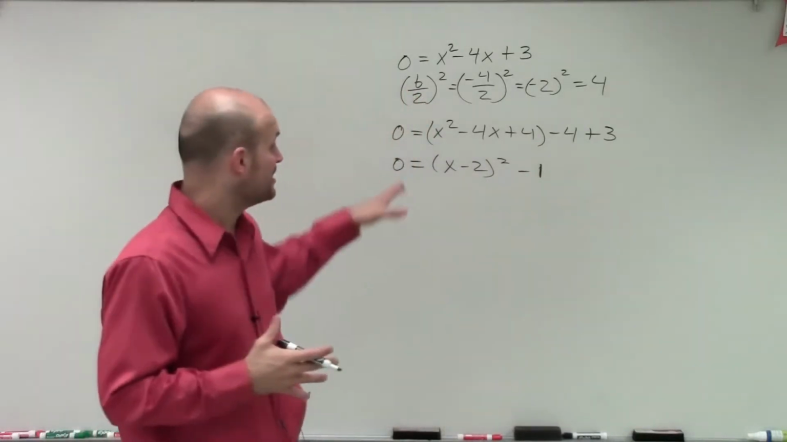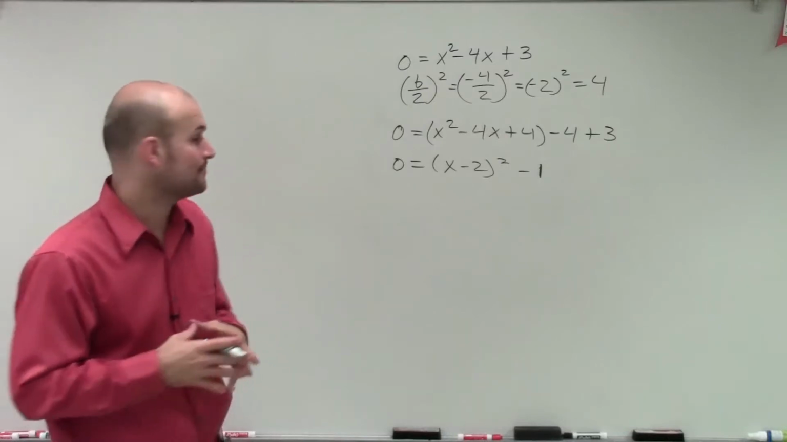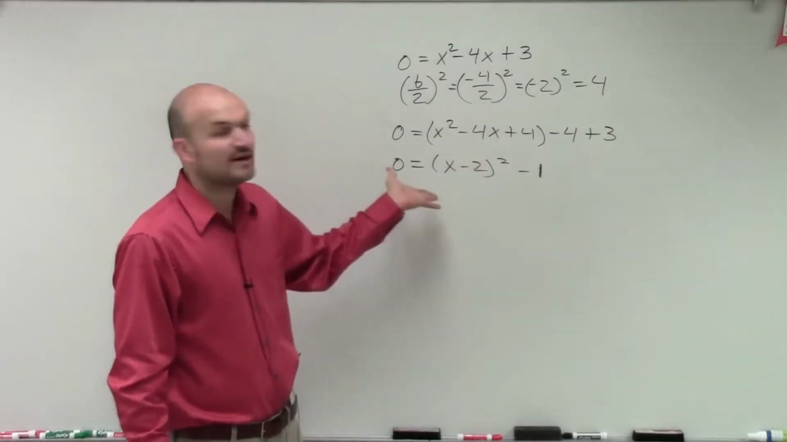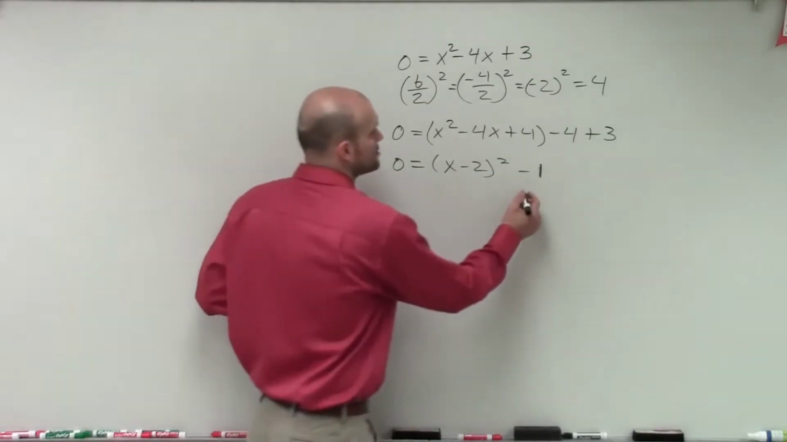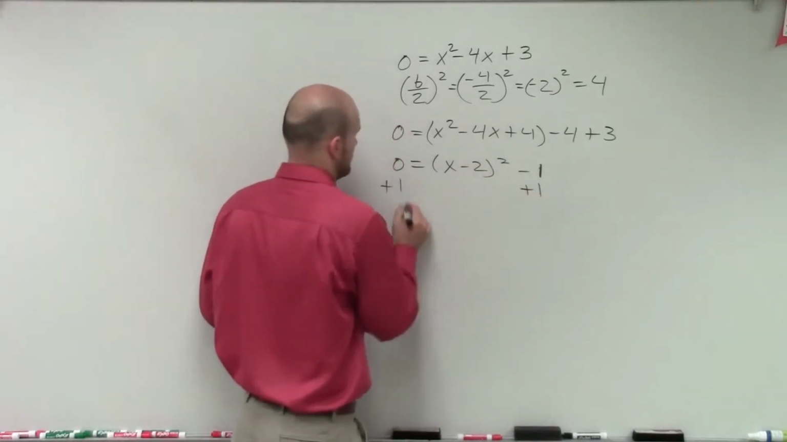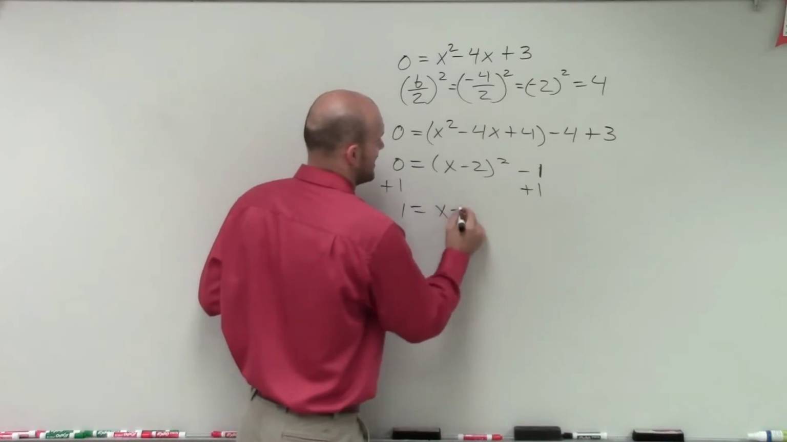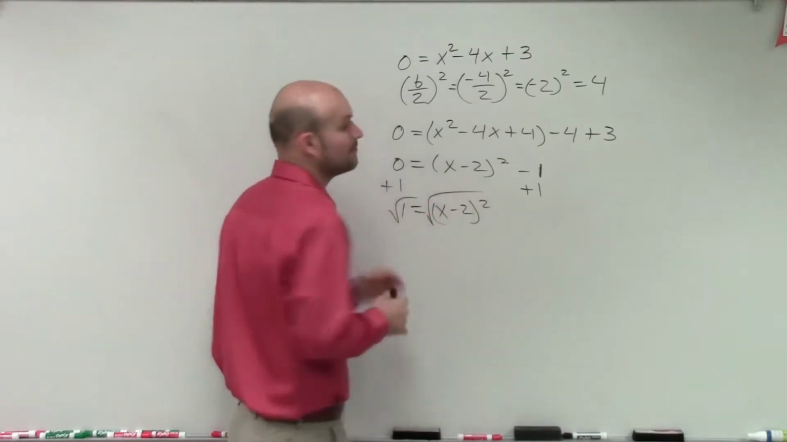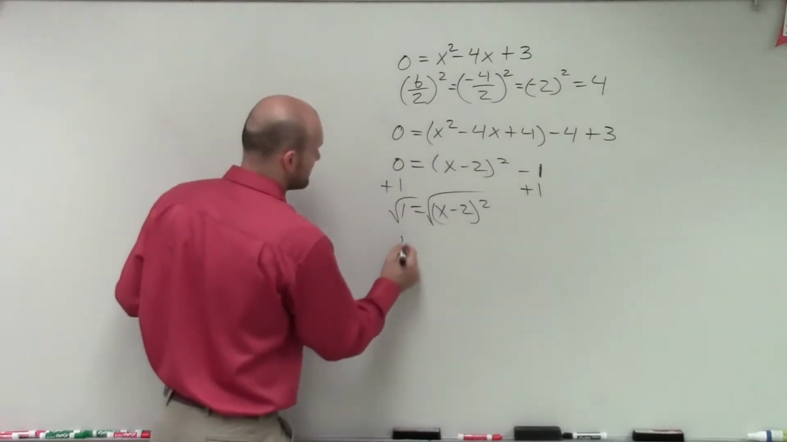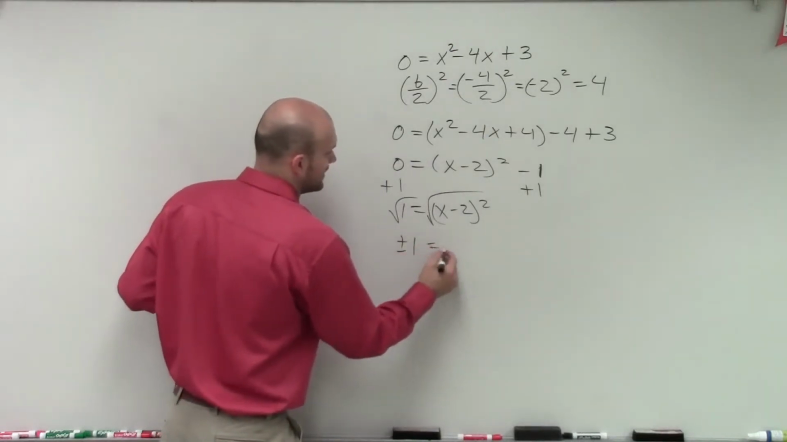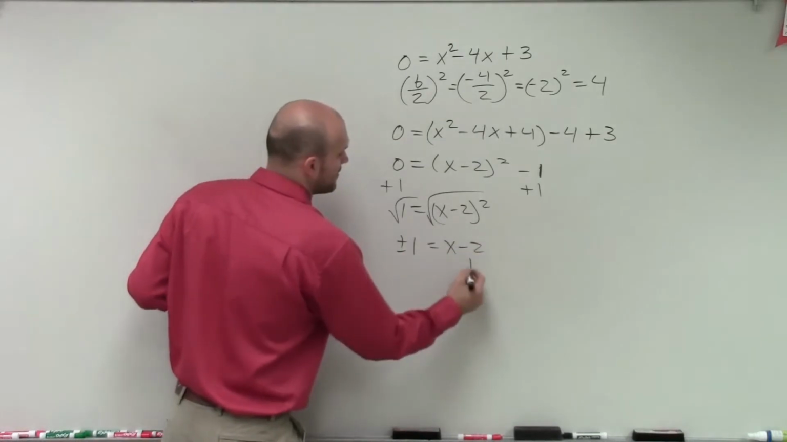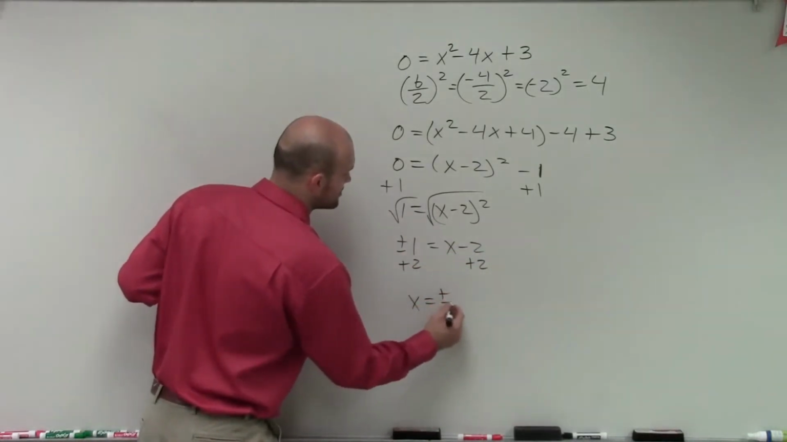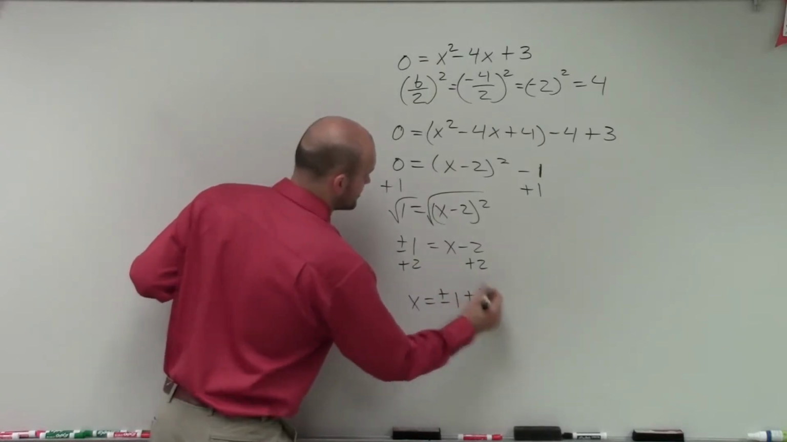Now I can apply my square root. Now I can solve by using the square root method, which means I'm just going to isolate my variable and use inverse operations. So what I'll do is add 1 over here. So I have 1 equals x minus 2 squared. Then I take the square root. And now remember, when taking the square root, I'm going to have plus or minus 1 equals x minus 2. Then I add 2 to both sides. So therefore, I have x equals plus or minus 1 plus 2.